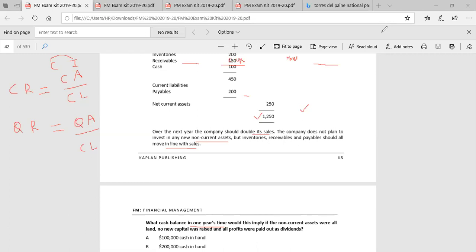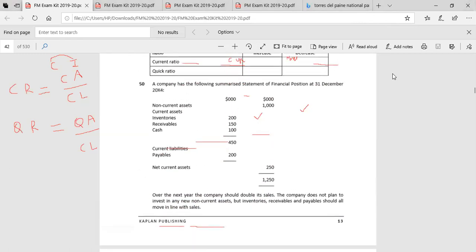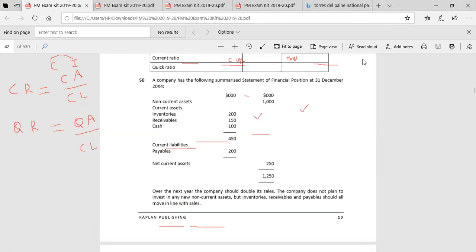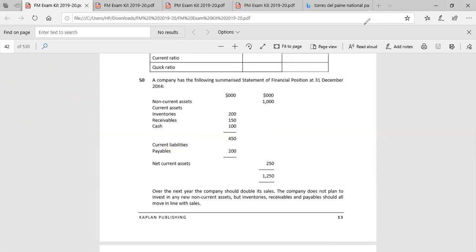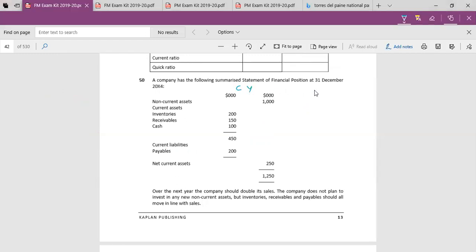So in that case, the question says no new capital was raised and all profits were paid out as dividends. What will happen to the cash balance in 1 year's time? So 1 year's time, we can take it as next year. I'll write the solution here only. If this is the current year, then let's put it as next year.